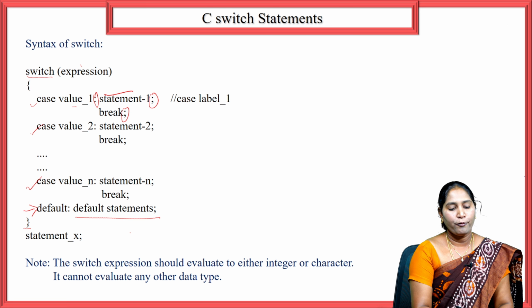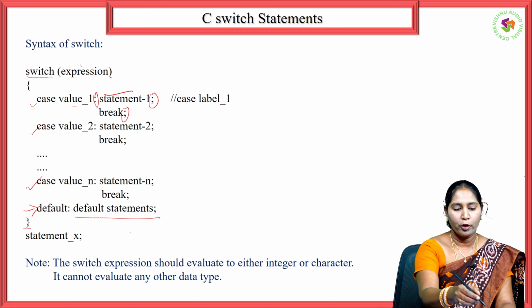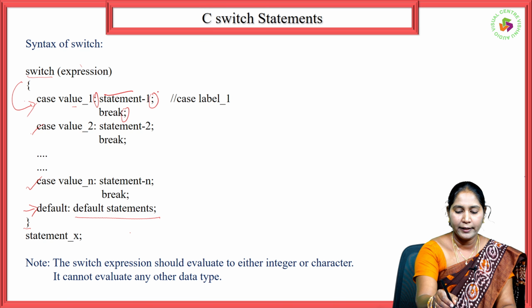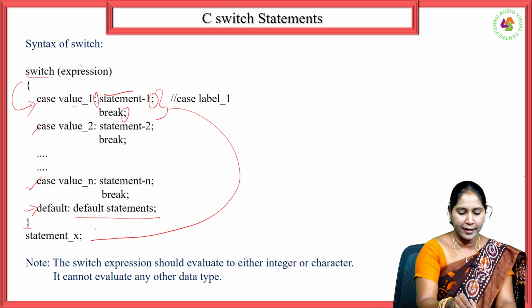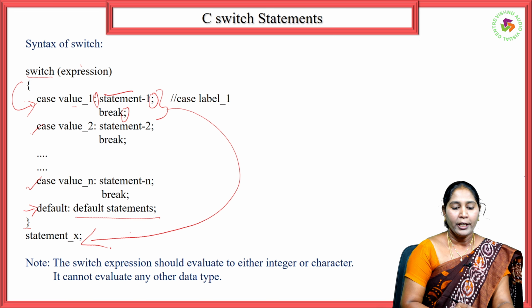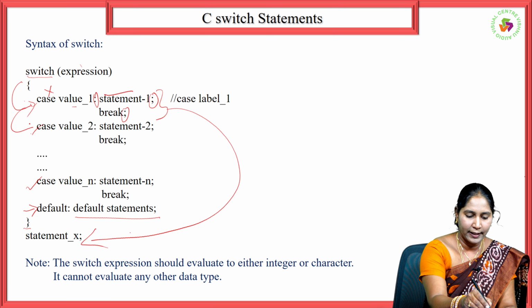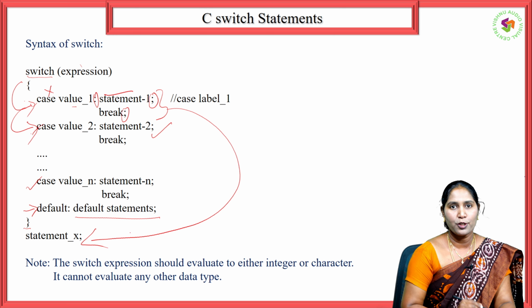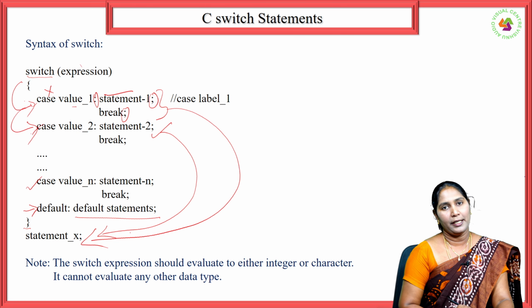Okay, for example, when I have written any program and it satisfies the first case, then this particular case will be executed, then the control moves from here and directly executes the statement X. If the first case itself is not satisfied, then the control moves to the second case and checks that one. If it is satisfied, it executes case 2 and the control directly comes to the statement X.